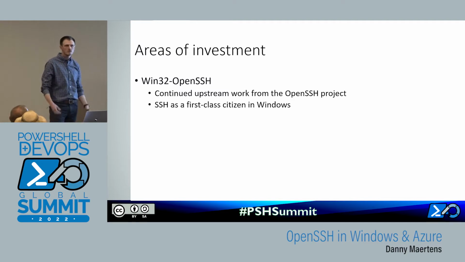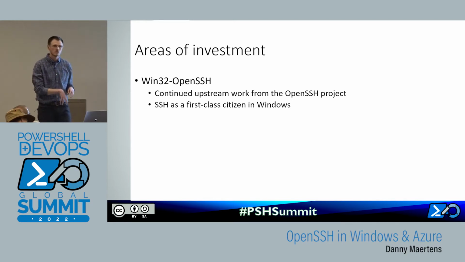So also, the focus of Win32 OpenSSH is how can we take SSH and make that the primary remoting protocol used both externally by customers, so you all in Windows, as well as internally, so the different protocols and different tools within Microsoft, as well as Windows, make sure that they leverage SSH as the remoting protocol.